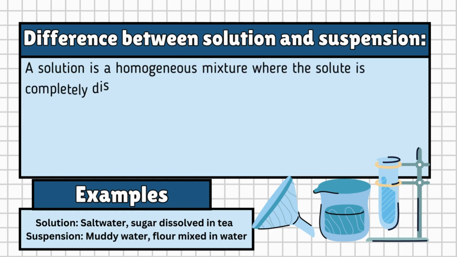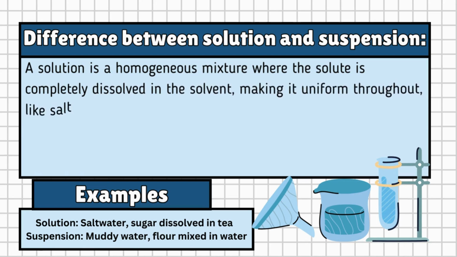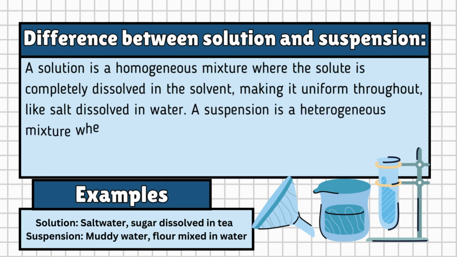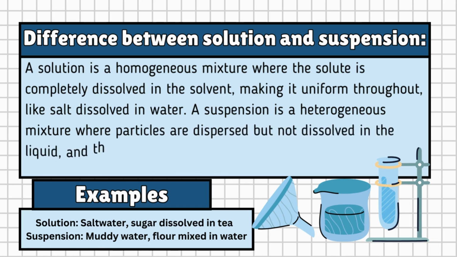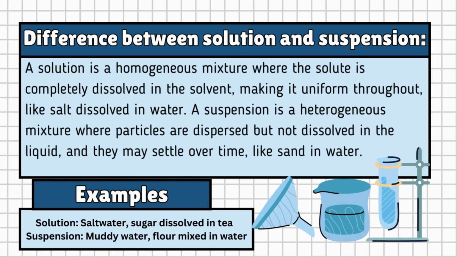A solution is a homogeneous mixture where the solute is completely dissolved in the solvent, making it uniform throughout, like salt dissolved in water. A suspension is a heterogeneous mixture where particles are dispersed but not dissolved in the liquid, and they may settle over time, like sand in water. For example, in solution, salt water, sugar dissolved in tea. In suspension, muddy water, flour mixed in water.